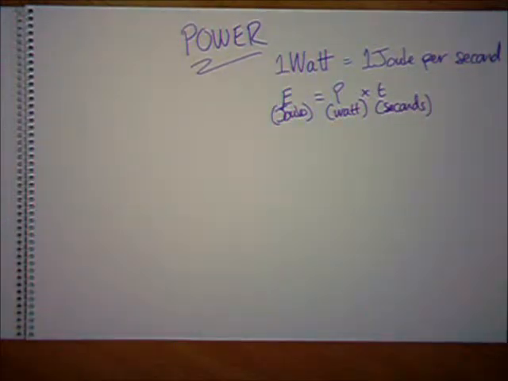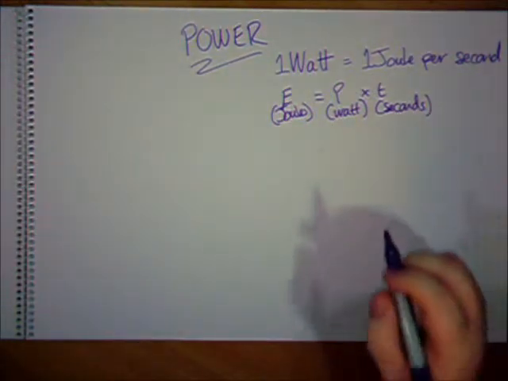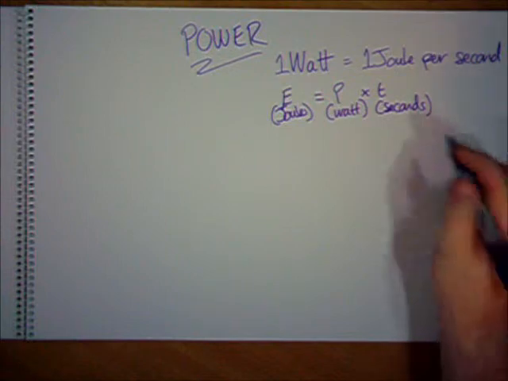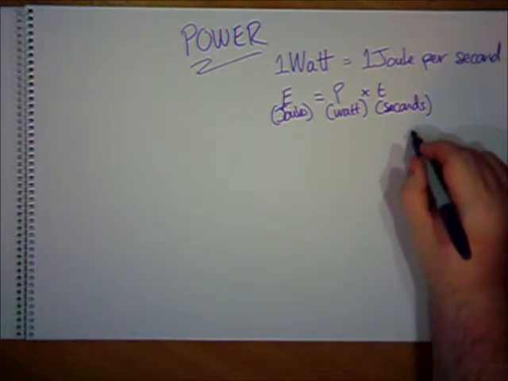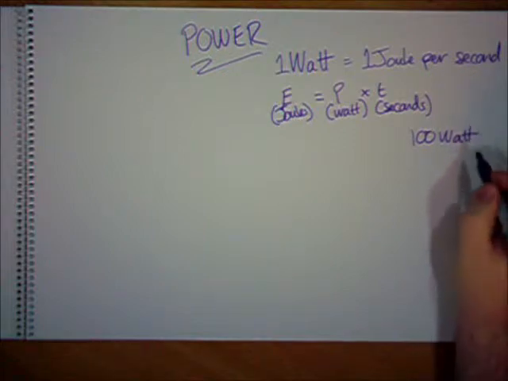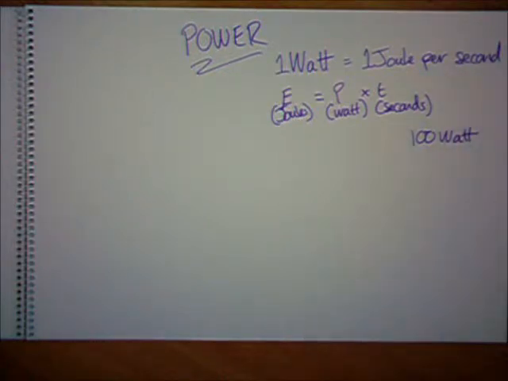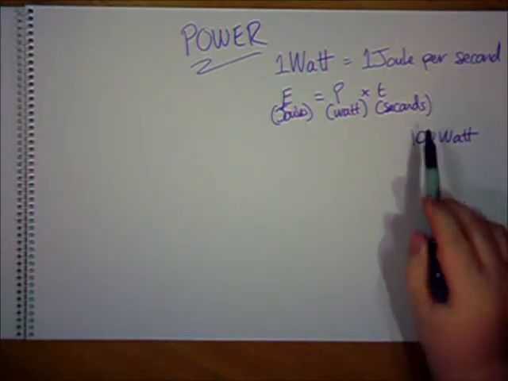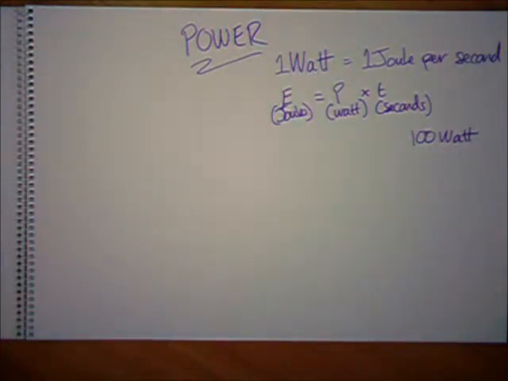in seconds. So for example, when you look at a light bulb, you'll see that it's rated as perhaps a 100 watt bulb. What that means is that every second 100 joules of energy are being transferred by the bulb, or being transformed by the bulb.